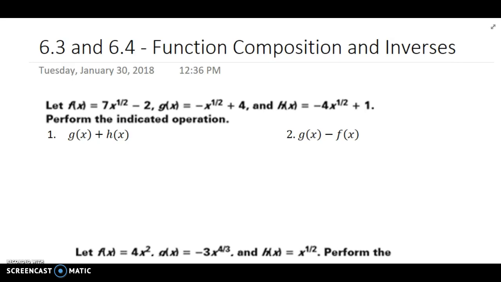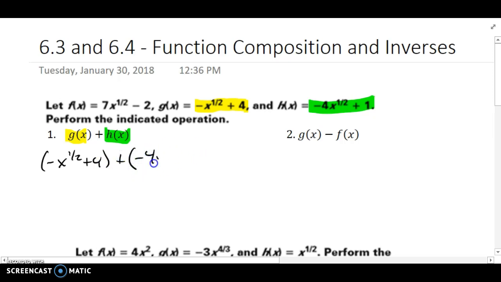So we have f of x is an equation, g of x is an equation, and h of x is an equation. And we want to do g plus h. Now remember, these are just names. So what I'm going to do here, just highlight some things. Notice that g of x is that, and then h of x is this, okay? So I'm going to write that out. I'm going to put in parentheses negative x to the 1/2 plus 4 plus negative 4x to the 1/2 plus 1. And now that I've substituted them, I just do like terms.